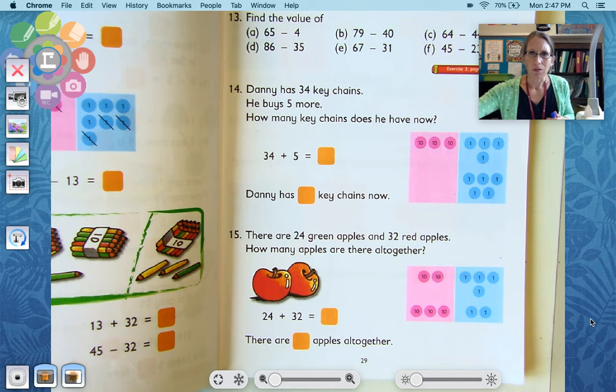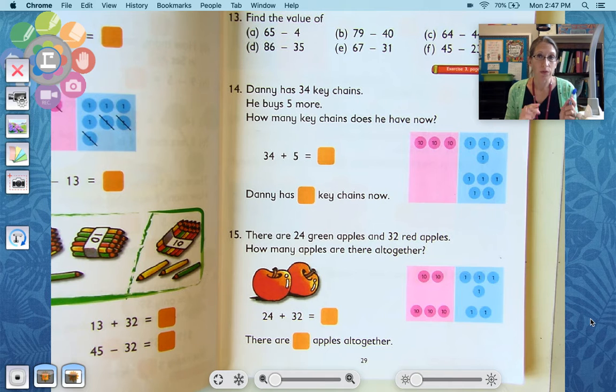So thinking about, do we have 2 parts? Are we trying to find a whole? Have they given us the whole number and one of the parts and we have to find the other part? Or perhaps are we comparing 2 numbers? So we're kind of thinking about, what are we working on today? Should we be adding? Should we be subtracting? So let's get started. We're going to do a few of these together.